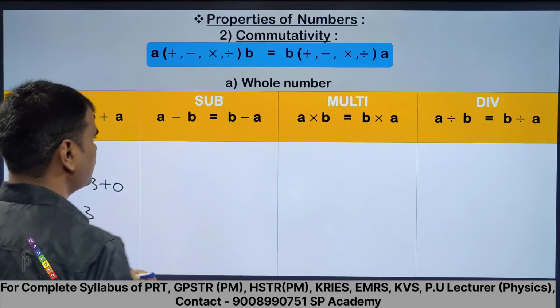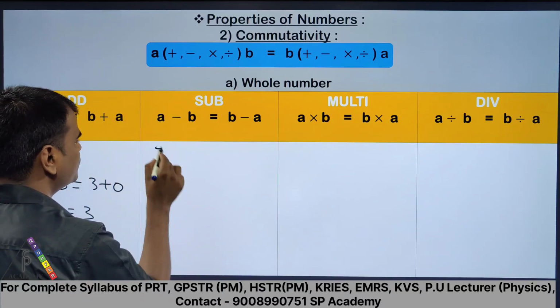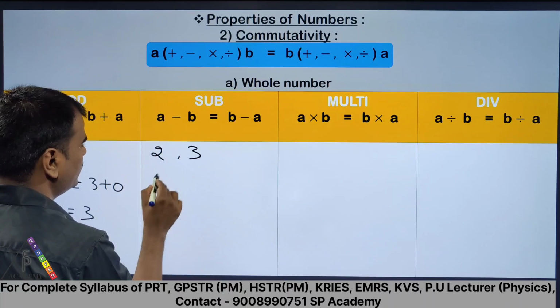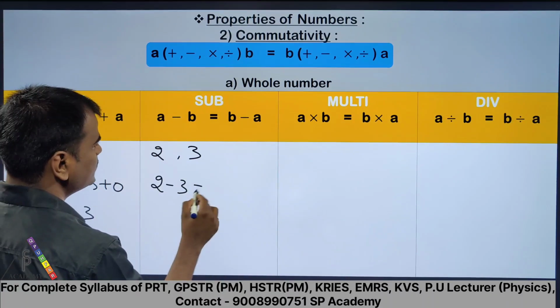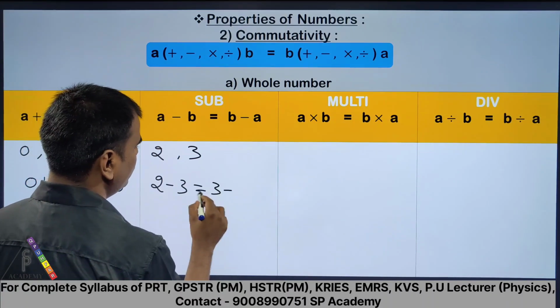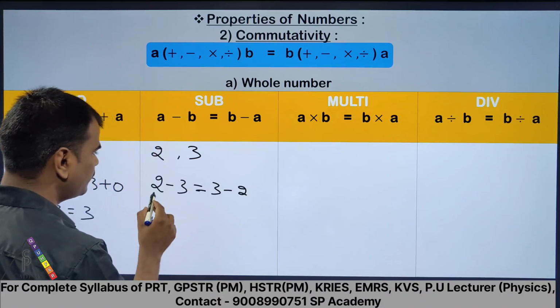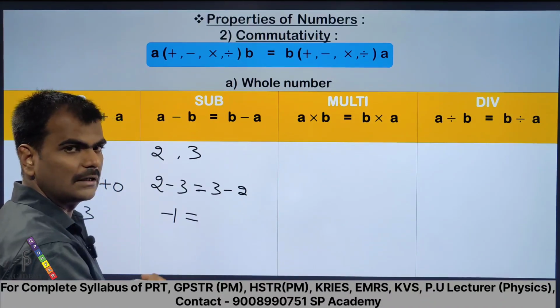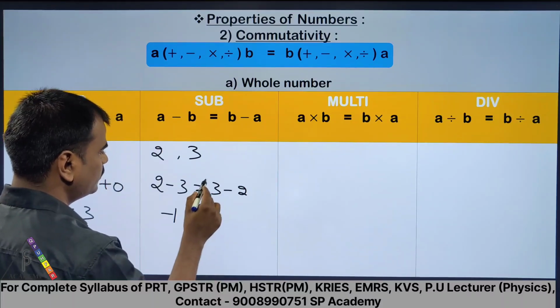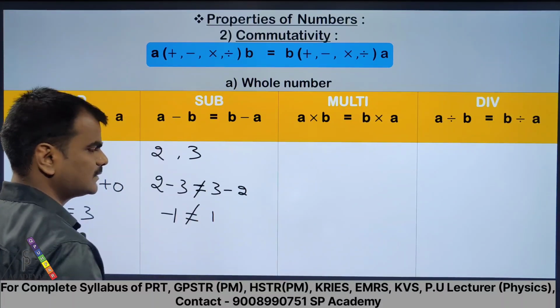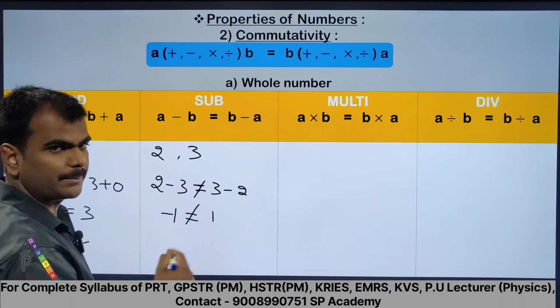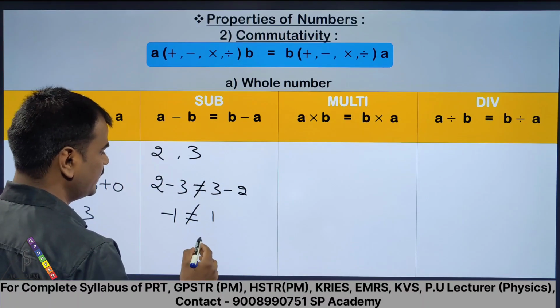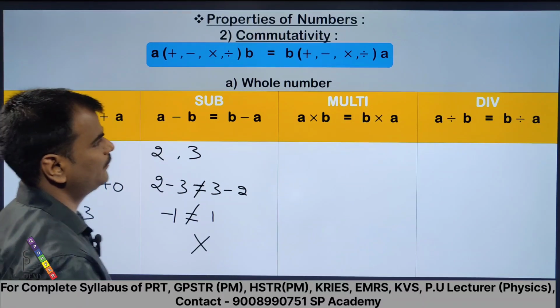Next, we'll check the subtraction. I will take A as 2 and B as 3. 2 minus 3 is equal to 3 minus 2. Therefore, 2 minus 3 is minus 1 and 3 minus 2 is 1. Therefore, this LHS and RHS are not equal. Therefore, under subtraction for whole numbers, the commutative property is not valid.